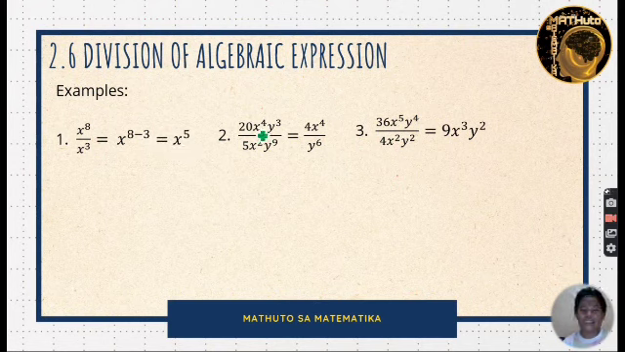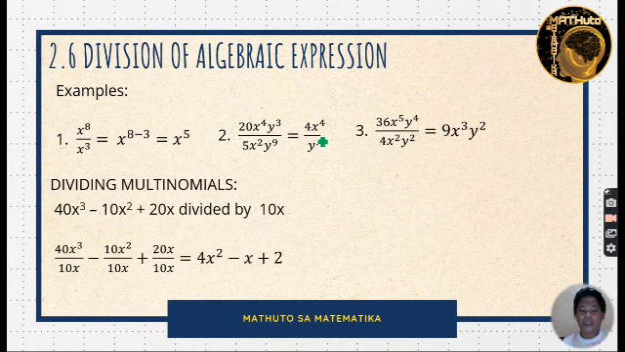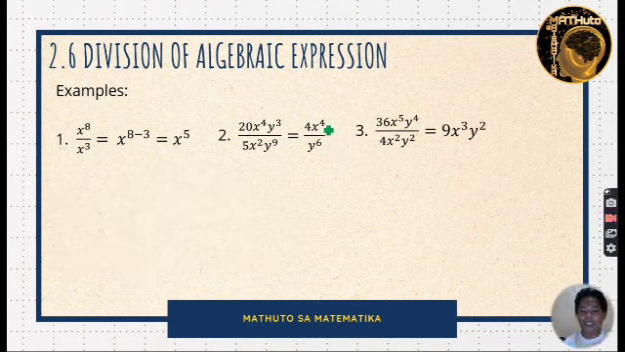Next po, 20 x to the 4th y cubed divided by 5x squared y to the 9th power. So, we're going to divide 20 divided by 5. So, i-divide din po natin yung constant or yung ating numerical coefficient rather. Then, for the x, 4 minus 2 is 2. So, 4x squared po dapat kasi 4 minus 2 is 2. 3 minus 9 is negative 6. So, mas malaki po yung value ng y sa baba, kaya matitira po siya sa denominator part. So, 6 po.